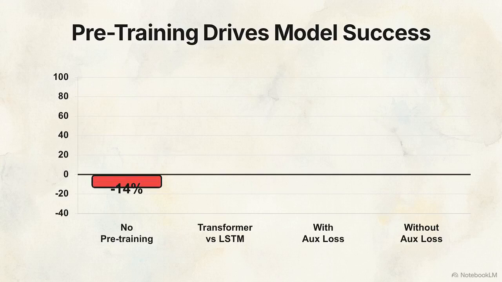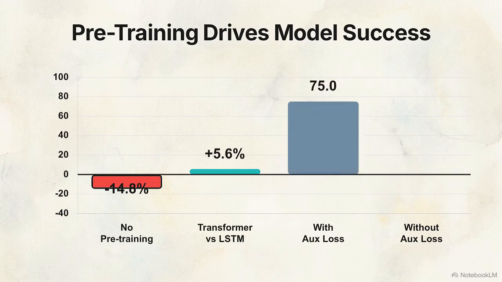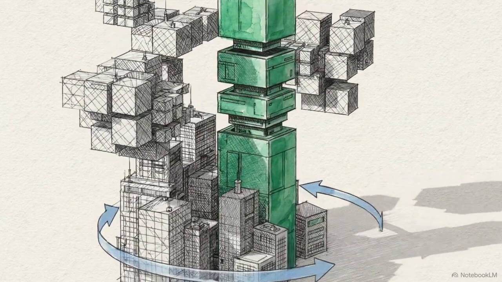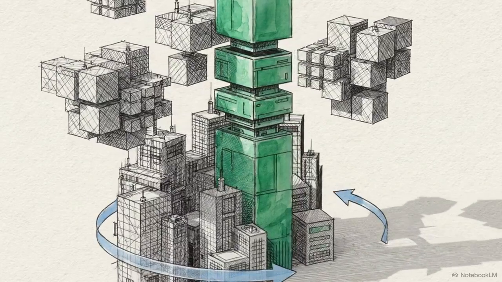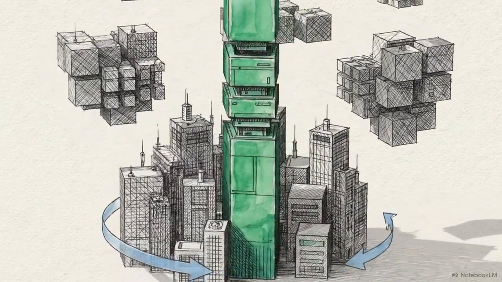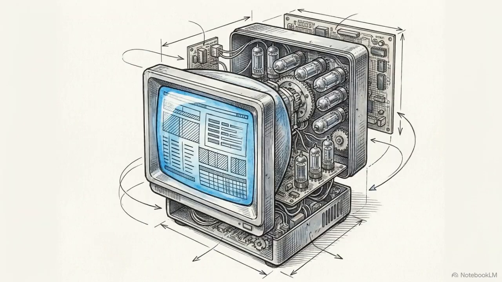Removing unsupervised pre-training caused an average accuracy collapse of 14.8%. Compare that to the architecture. The transformer only beat an older LSTM structure by 5.6%. And that auxiliary loss trick? The empirical data showed its average effect was scoring 75.0 versus 74.7. The ablation identifies unsupervised pre-training as the primary driver of these improvements, far outweighing the specific architecture or the auxiliary loss.